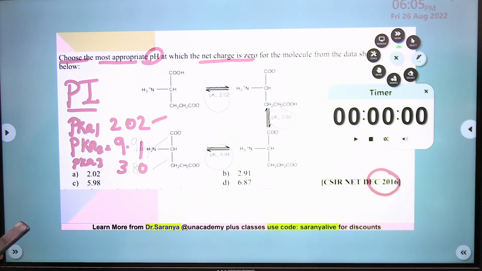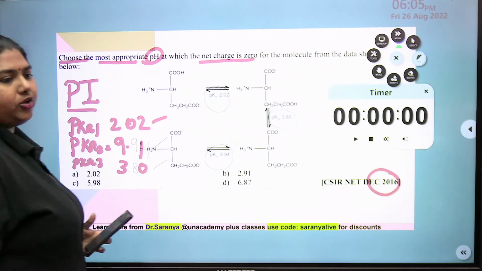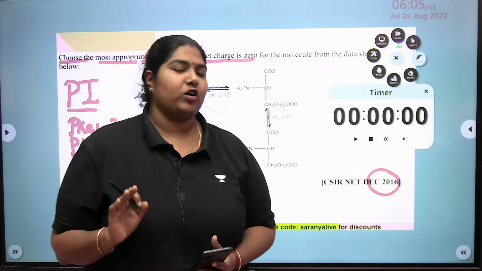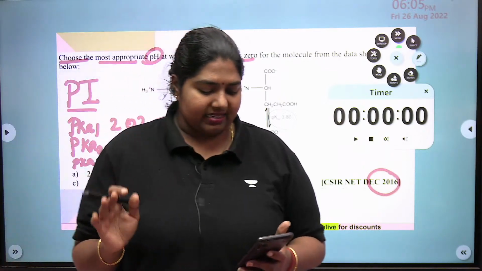Okay, don't worry, I'll tell you. If you are having 3 numbers in your pKa values, the methodology is going to be different.